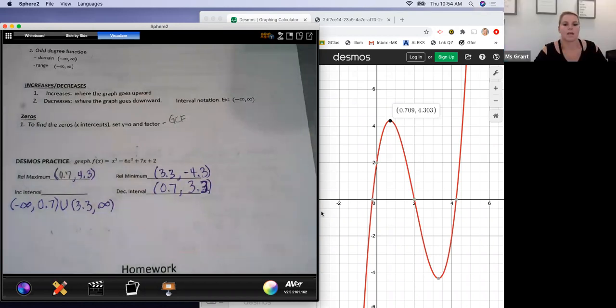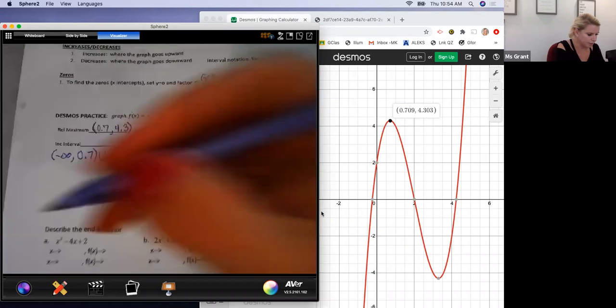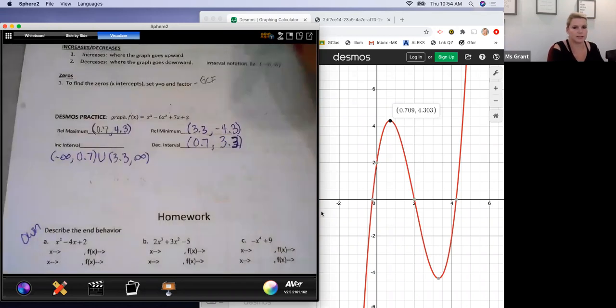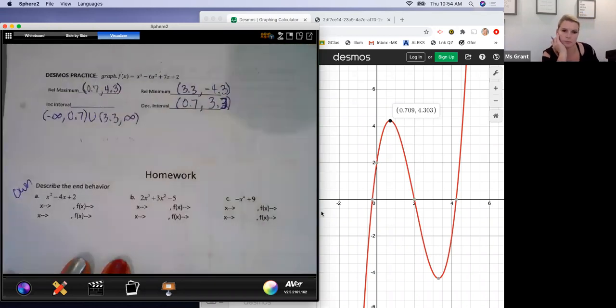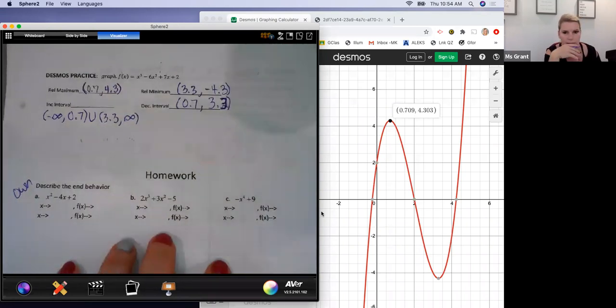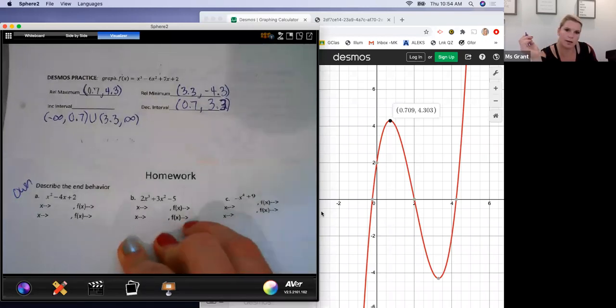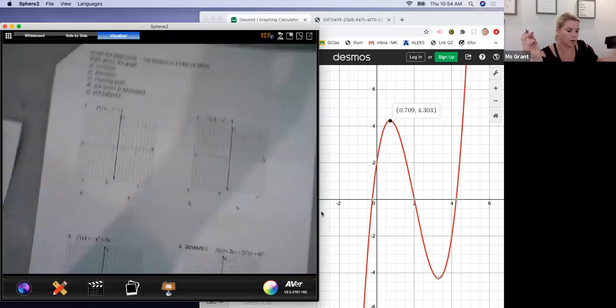Okay. I'm going to have you do this one on your own, this homework part, because you know how to do the end behavior by now. Looking at a polynomial, figuring out the end behavior. You're going to do that one on your own for homework tonight. Because I want to show you one of your 4 homework problems.